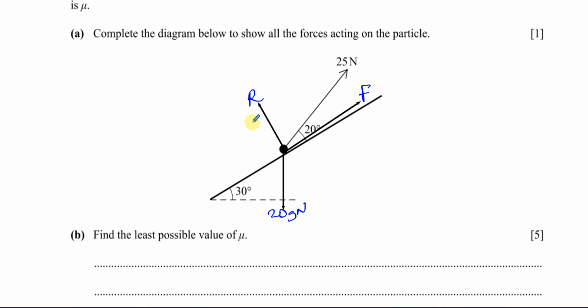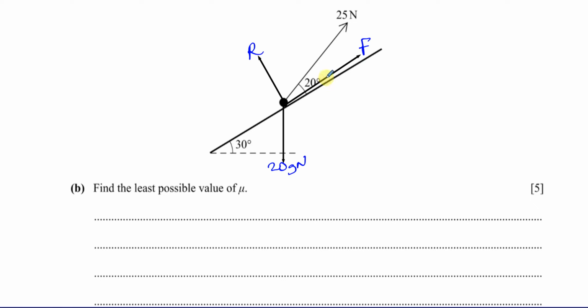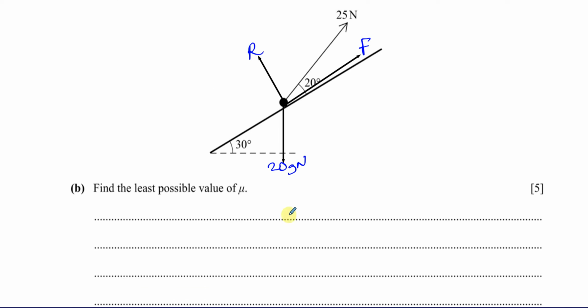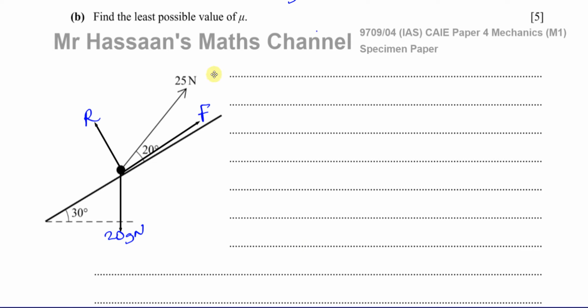Now for part B, it says find the least possible value of mu. What I'm going to do is use the same diagram again. I'm not going to draw anything on this because it's the answer to part A, so I'll draw it again, and then we'll continue. Here are the forces I've drawn so far. It says find the least possible value of mu. Now, what we know is that F max, the maximum value of friction that can be generated, is equal to mu R.